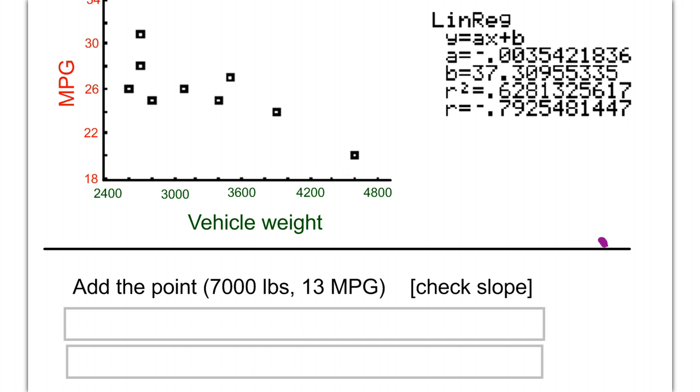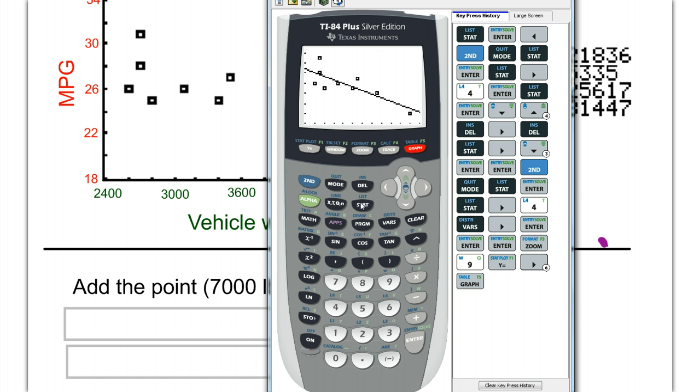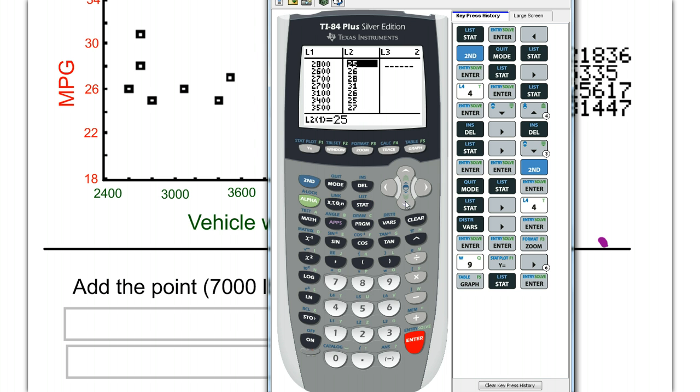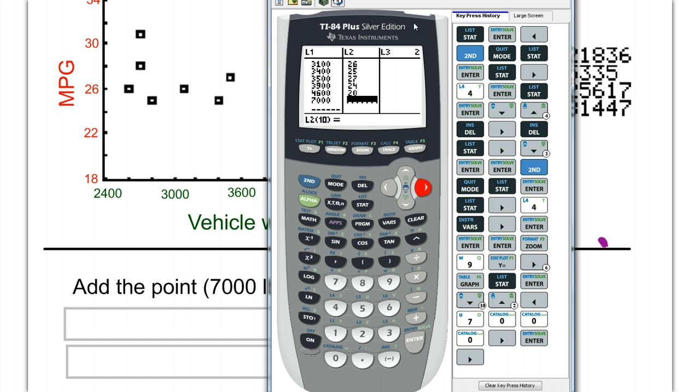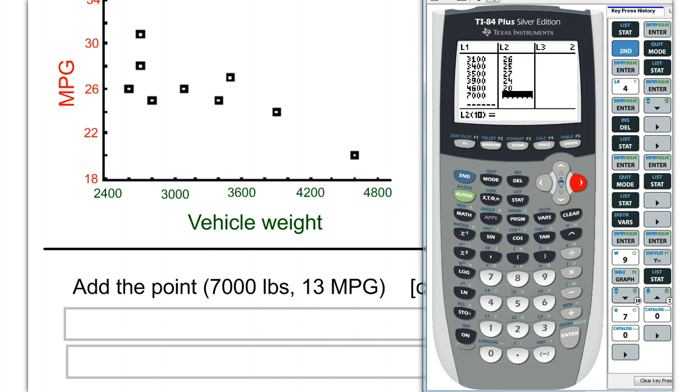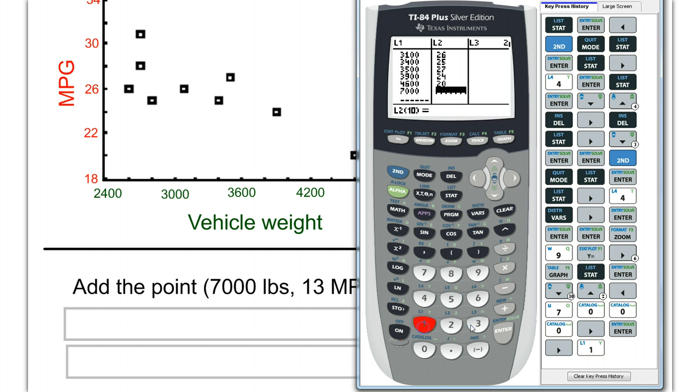If we go to our calculator and you have the rest of the points from the previous exercise typed in there, we're just going to go to the bottom of our list here, and for the weight we're going to use 7,000 pounds, so we're going to add 7,000 as our point here, and then hit enter. Go over, we're going to use the miles per gallon of 13.